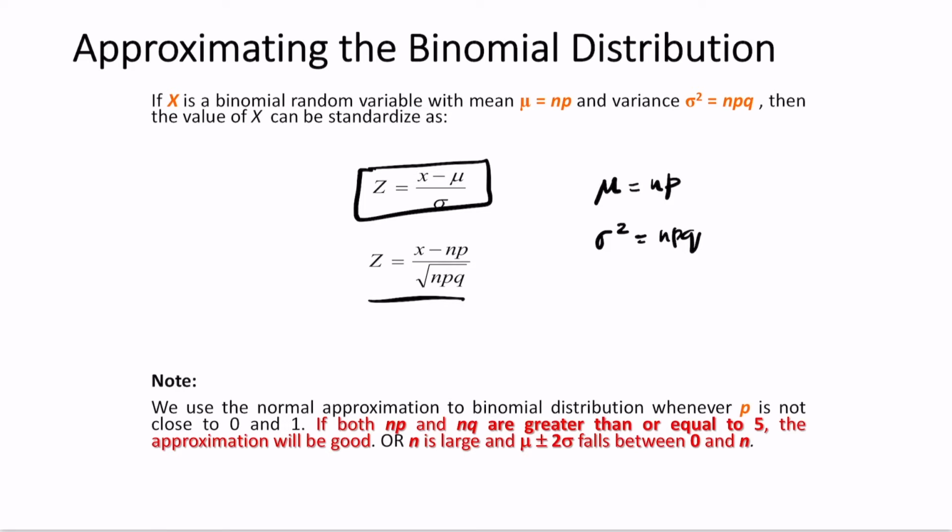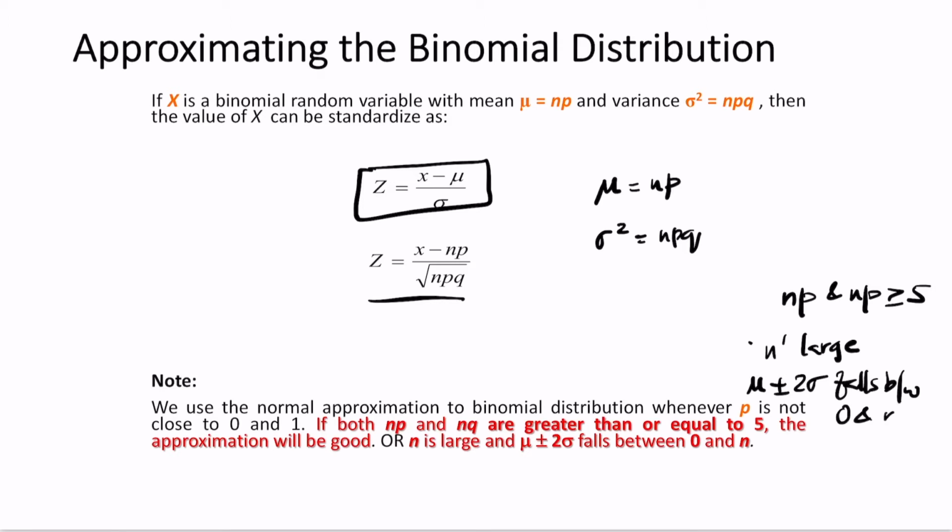So we can use normal approximation under two conditions. If both np and nq are greater than or equal to 5, then the approximation is good, or n is to be large and the value mu plus or minus 2 sigma falls between 0 and n. This is the common way we generally approximate the value. So np and nq should be greater than or equal to 5.